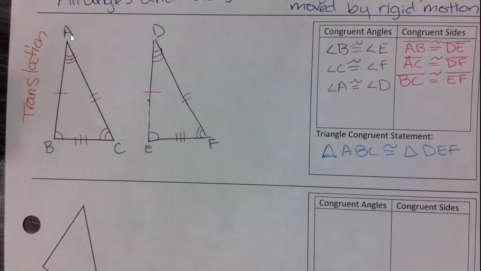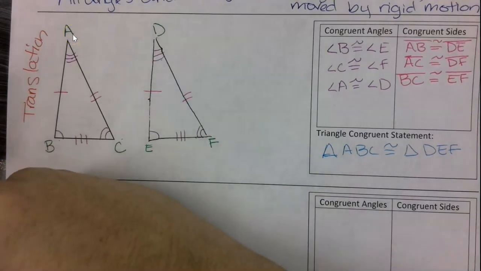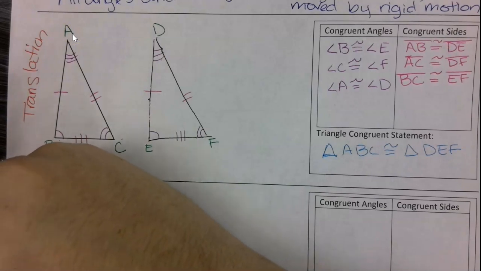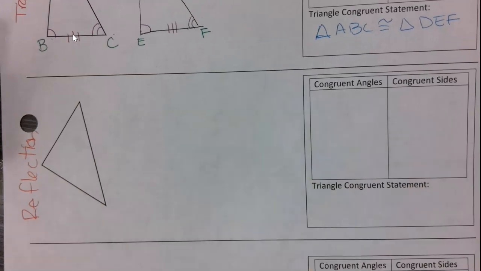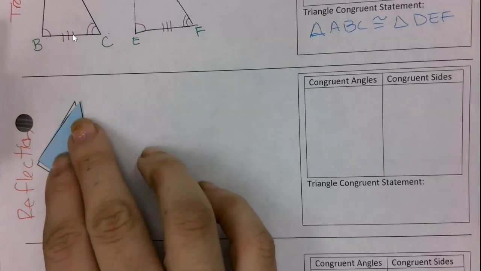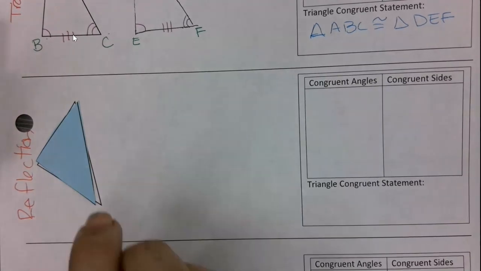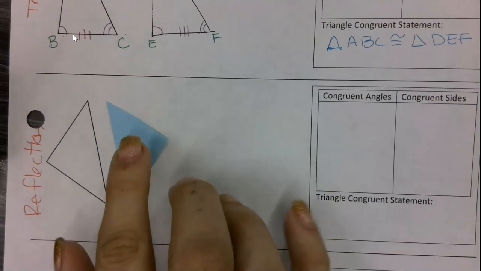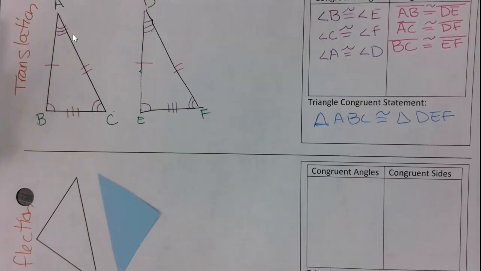Okay. The next one I want to do is reflection. So I'm going to find the triangle that matches up to this one. What's a reflection? What's another word for reflection? Mirror image. So I'm going to take this triangle and flip it over. And then I'm going to trace the flipped over triangle.